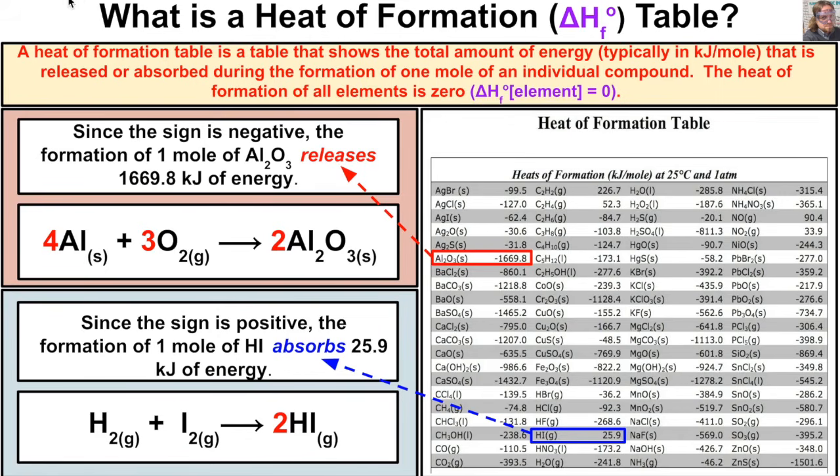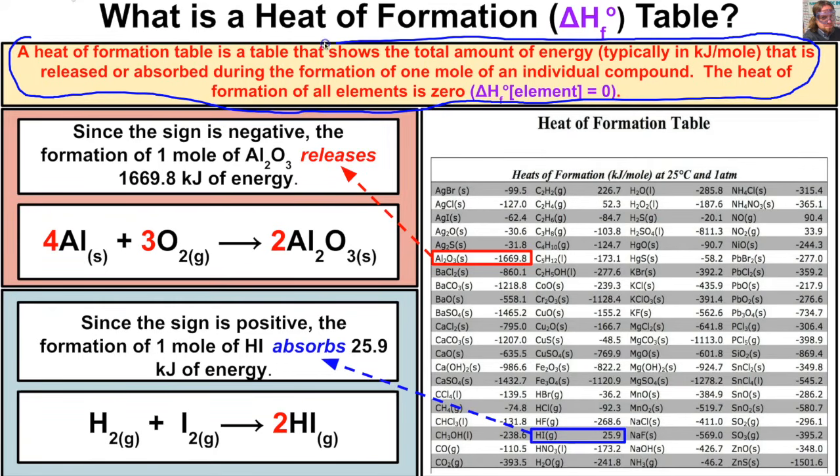So what is a heat of formation table? Well, it says right here that a heat of formation table is going to be a table that shows the total amount of energy, typically in kilojoules per mole, that is released or absorbed during the formation of 1 mole of an individual compound. And it's important to keep in mind that the heat of formation for all elements is going to be 0. So a heat of formation table is going to show you the amount of heat or energy that is released or absorbed during the formation of these different compounds and molecules.